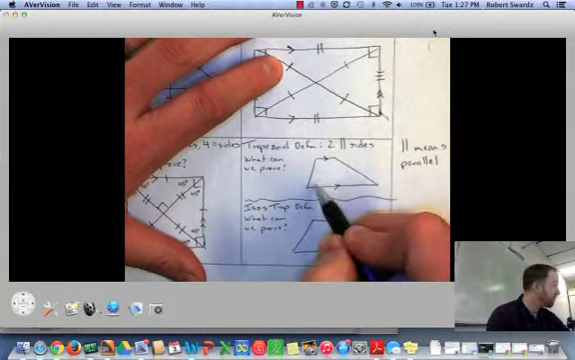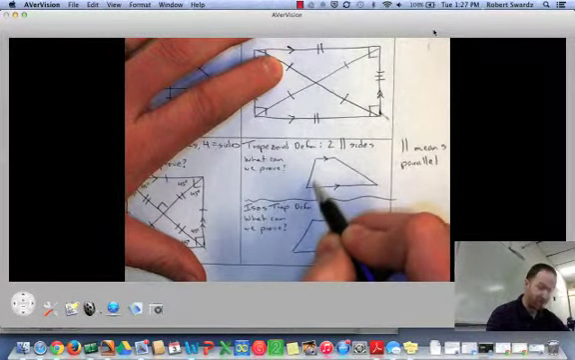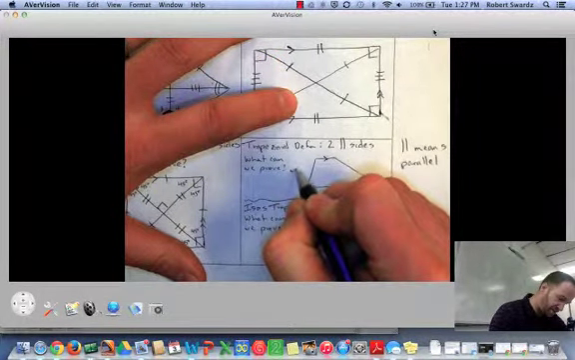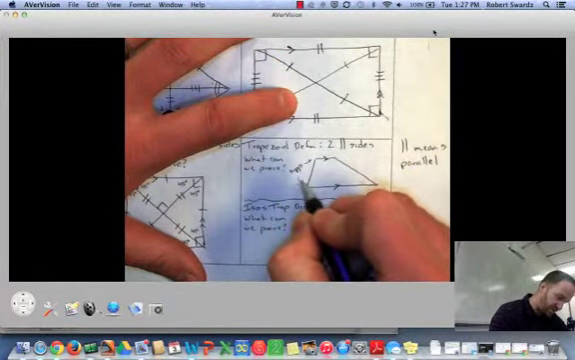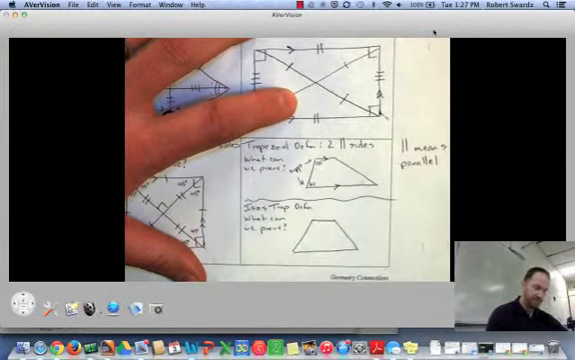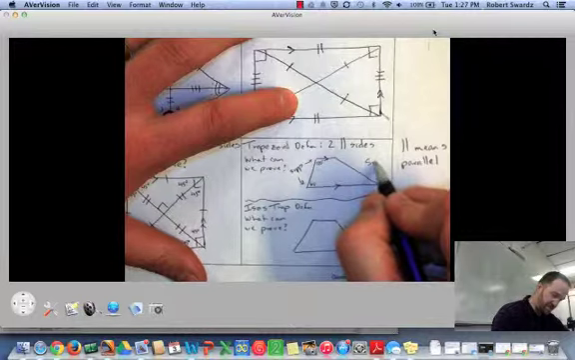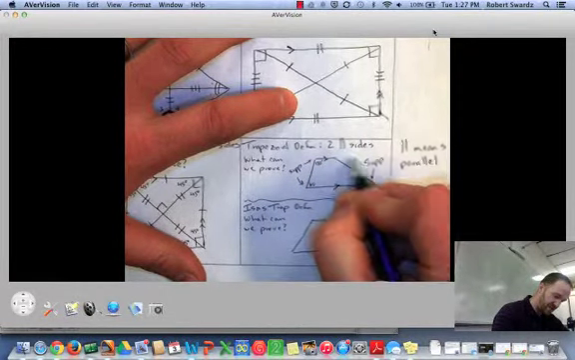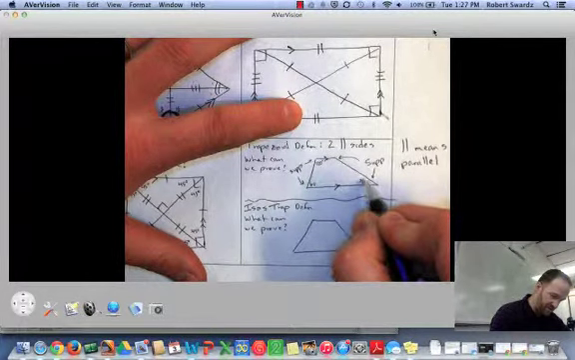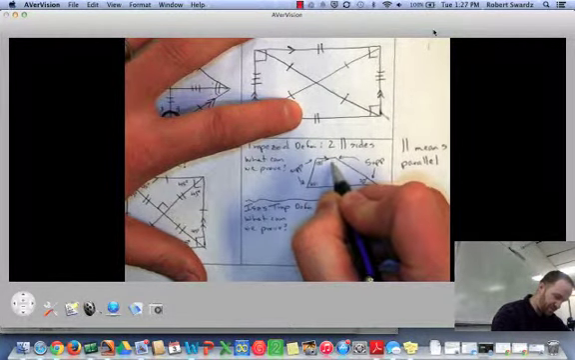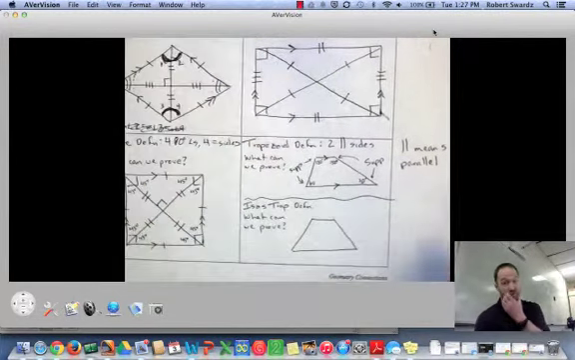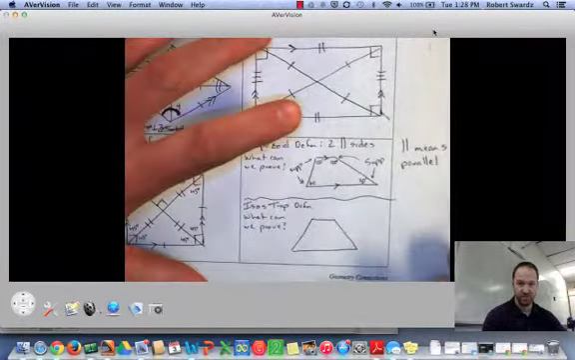Since these are parallel, these are same side interior angles, and we know that they have to be supplementary. So if this one is 60, then this one is 120. Same idea for the other two. Those angles have to be supplementary. So if this one was, I don't know, 30 degrees, this one would have to be 150. You have to add up to 180. And that's about all you can prove about trapezoids in general.